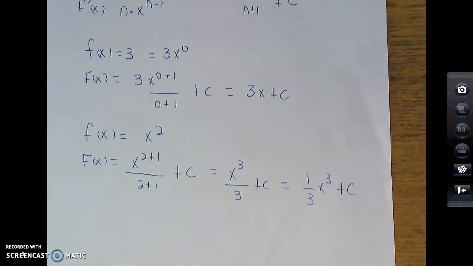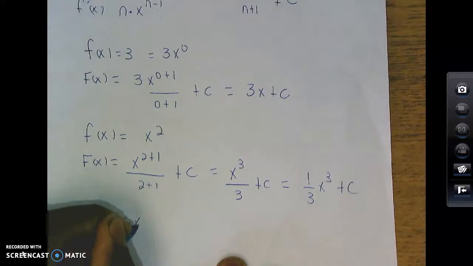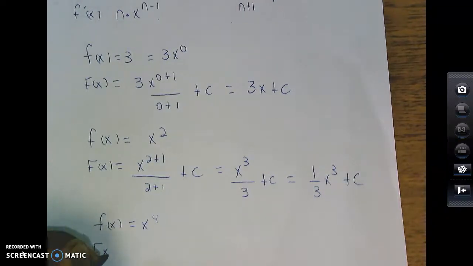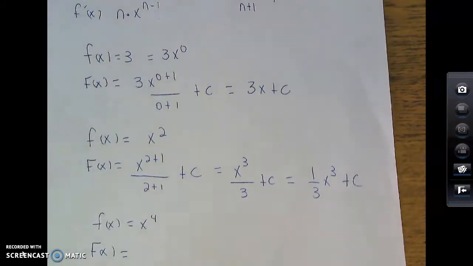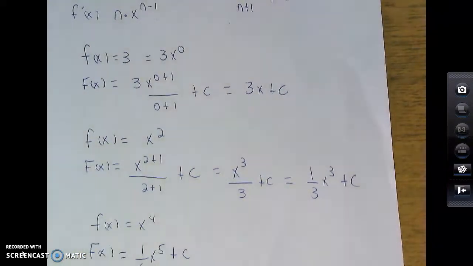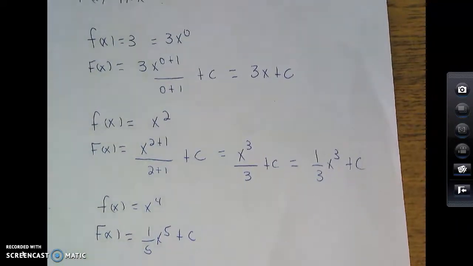So I want you to try this example on your own. I want you to find the antiderivative of x to the 4th. So go ahead and pause the video and collaborate with your partners and see what you come up with. Alright, now that we're back, you should have ended up getting 1/5 x to the 5th plus c. Amazing work. Good work, guys.